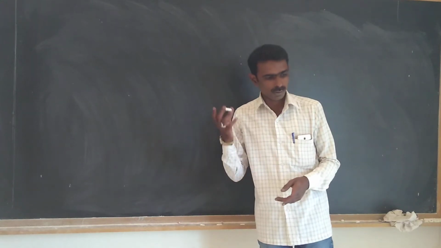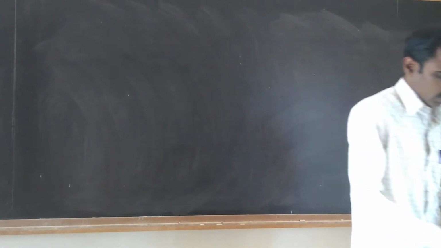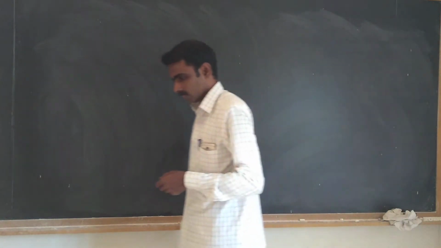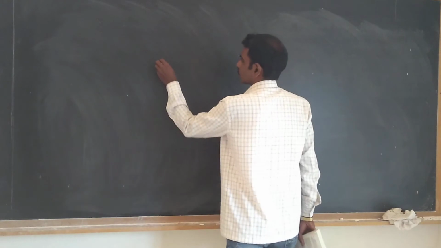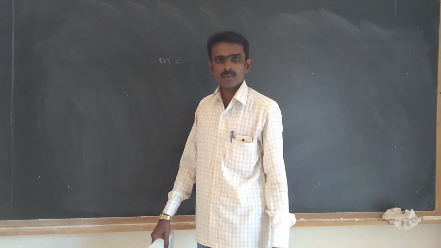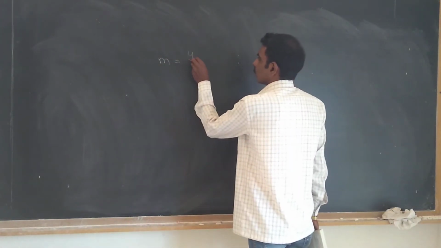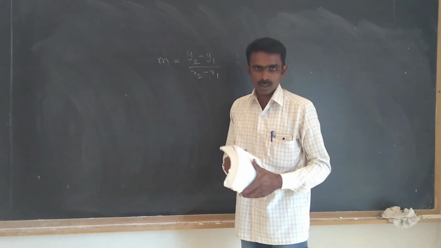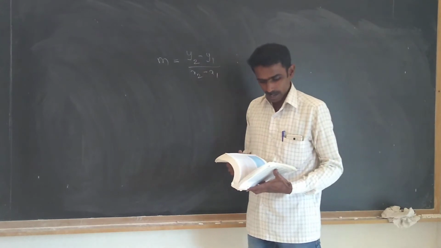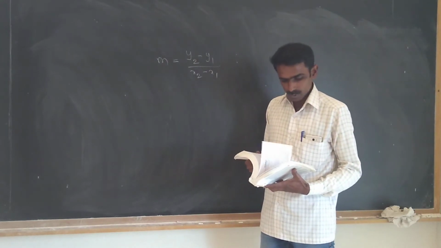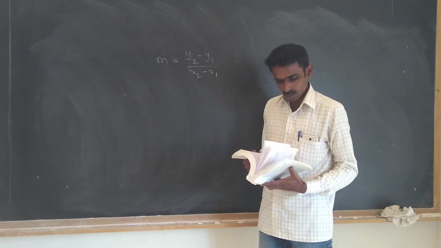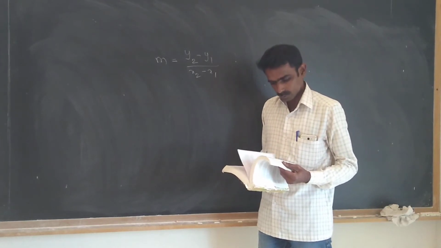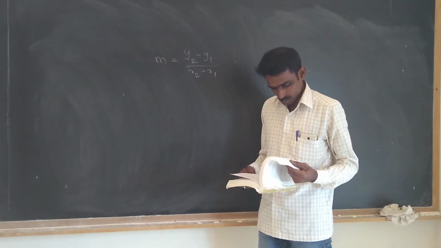Good morning, students. In the last lecture, we derived the equation of the slope in the two-point form. Right? So, the equation of the slope in the two-point form is given by what? m is equal to (y2 minus y1) divided by (x2 minus x1). Whatever the angle may be, acute or obtuse, the same formula is going to hold good.